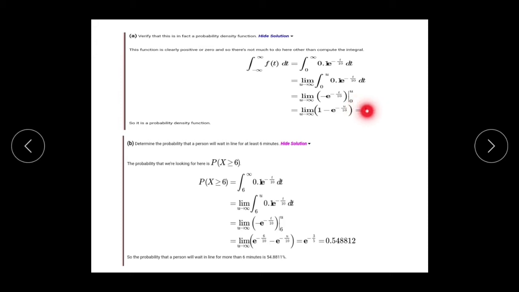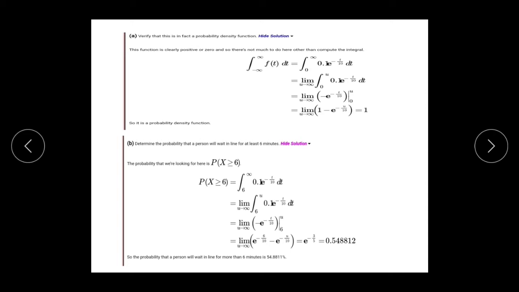So, limit of u to infinity, quantity 1 minus e raised to negative u over 10 is equal to 1. So, it means that it satisfies the given condition. So, probability density function siya. Sa B, determine the probability that a person will wait in line for at least 6 minutes.